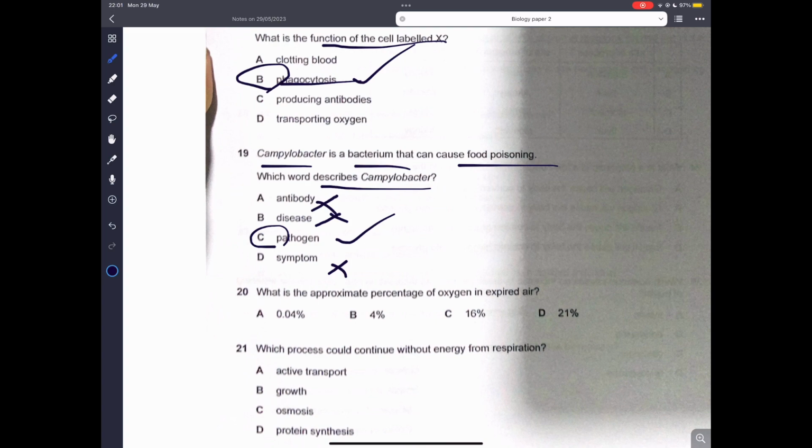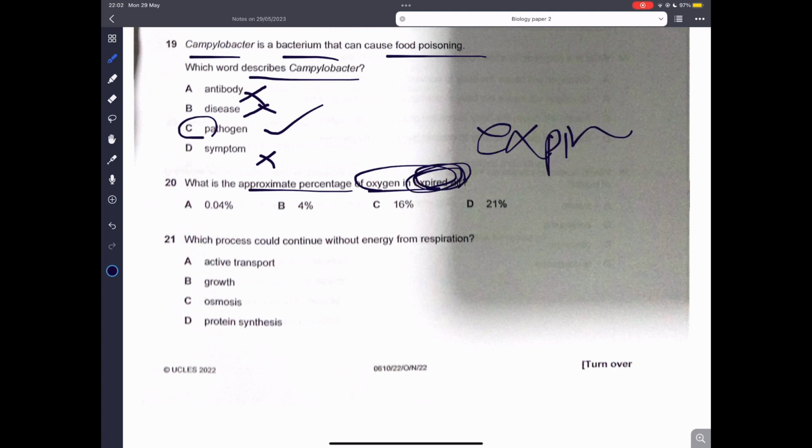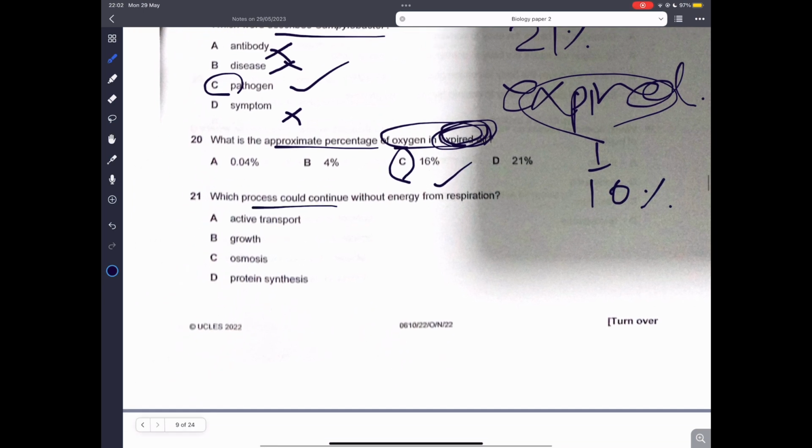So C is the correct answer. Now 20. What is the approximate percentage of oxygen in expired air? Now in normal oxygen levels in clean dry air, oxygen levels are 21%, but in expired air, it is 16%. You just have to learn this by heart.